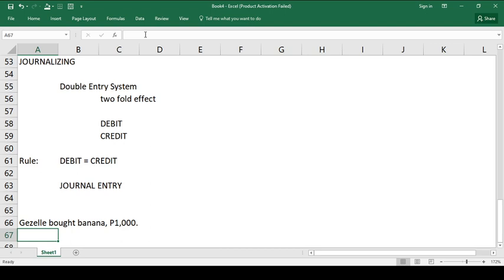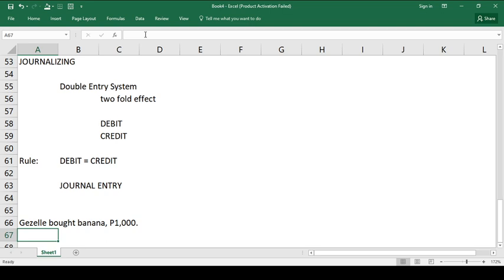So, we are going to analyze what is the value received from buying, no? The value received is the banana, no? Giselle received banana and it is the debit because banana is an asset. Oh, it is an asset because she can control it.